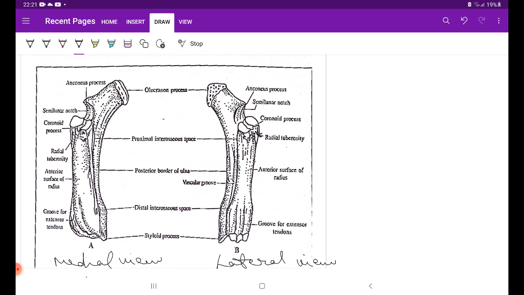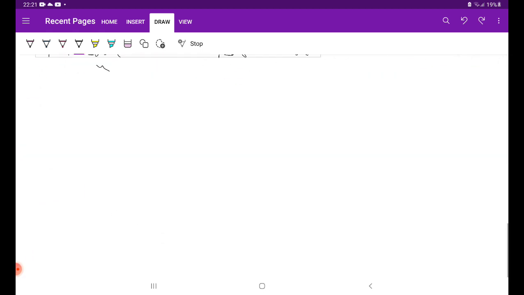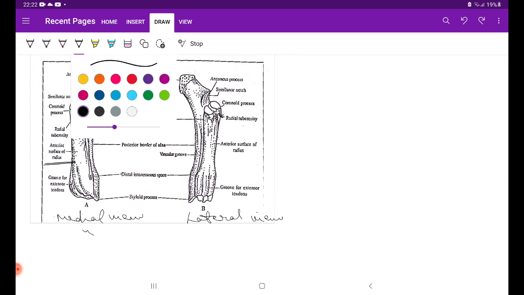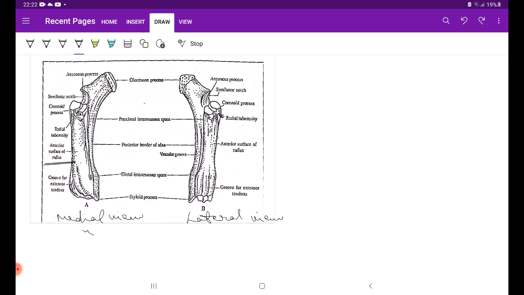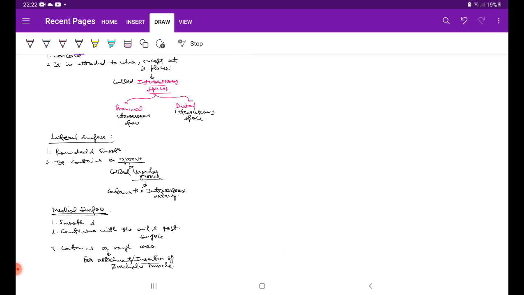Let us understand this. We will first talk about the shaft. This is the anterior surface, and this is again the anterior surface. This is the posterior border. So we have done till here the surfaces. Four surfaces we have done: anterior, posterior, lateral, and medial.